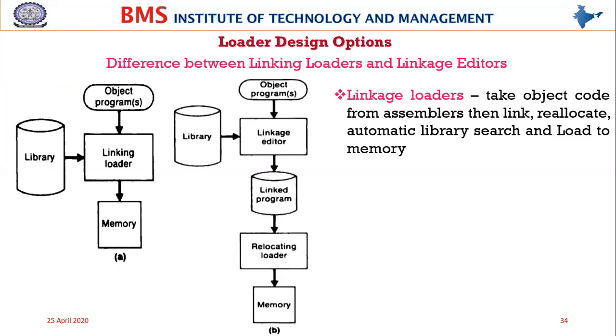But see the difference. The linkage editor will take the object program, it will also look into the library, and it will create a separate file, which we call a linked program. That is what I mean by your a.out, the linked program. Then a small loader is used, similar to your absolute loader, but with the additional capacity of doing the reallocation, because we don't know what the load address will be, whereas in the absolute loader it is loaded at the absolute address.